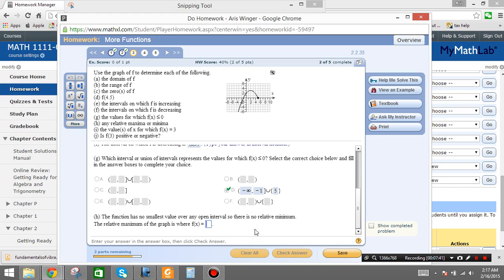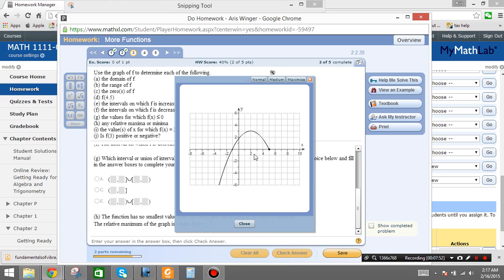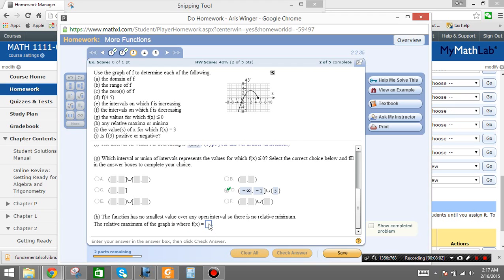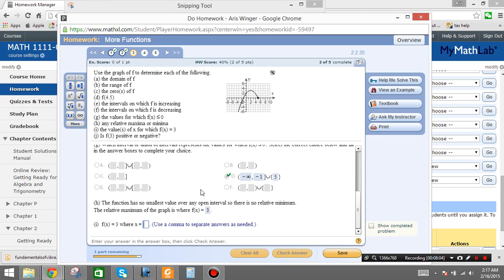The function has no smallest value over any open interval, so there's no relative minimum. The relative maximum, where's the relative maximum? It looks like f of x is equal to 3. The relative maximum, the highest peak, that's the value 3.